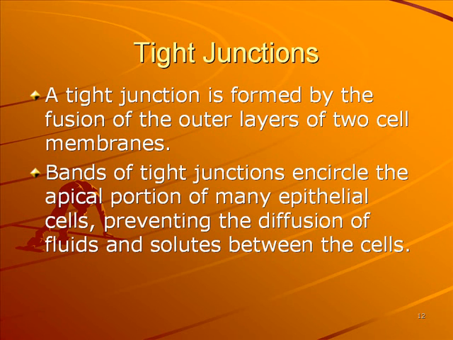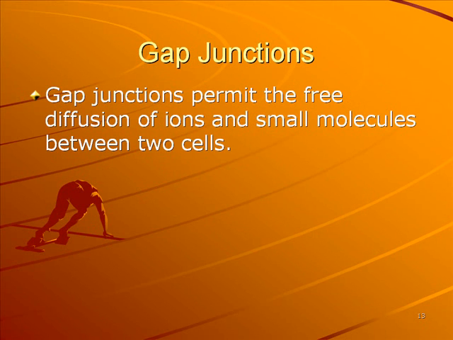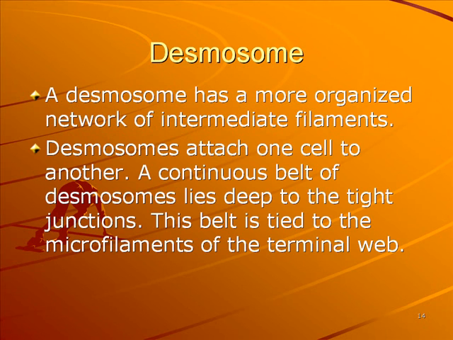You see sheets of cells because the tight junctions adhere those cells so close together that when cells die and peel off, the tight junctions are still holding those individual cells together. Gap junctions basically permit free diffusion of ions and small molecules between two cells. Desmosomes have a more organized network of these intermediate filaments.